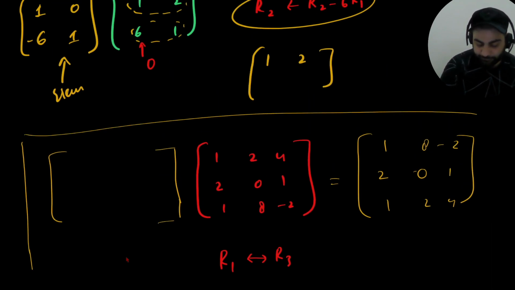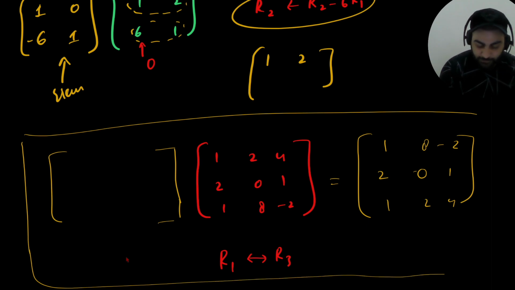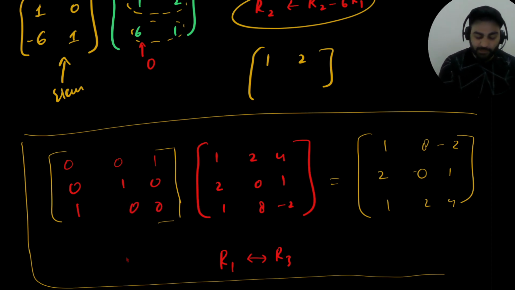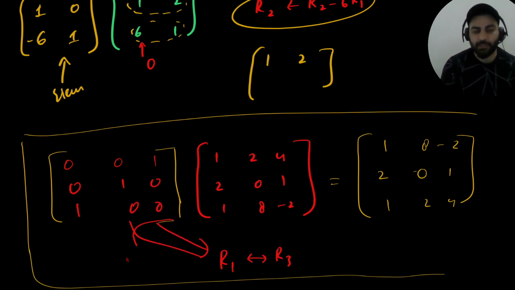Sir, first row should be 0 0 1. Second row 0 1 0. Nice. And the third one should be 1 0 0. Nice. So this is the elementary matrix.